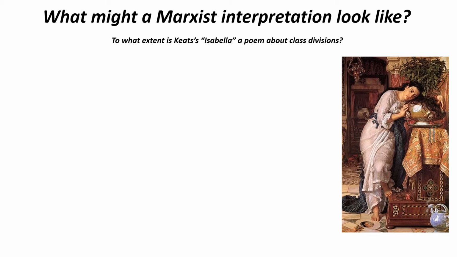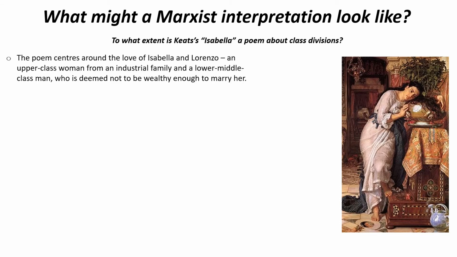Because often we look at it through the lens of tragedy or through feminism and so on, but here we're going to look at it through a Marxist lens. Well, the poem itself centres around the love of Isabella and Lorenzo. And at the start of the poem, Keats situates these characters very specifically within a social and economic context.